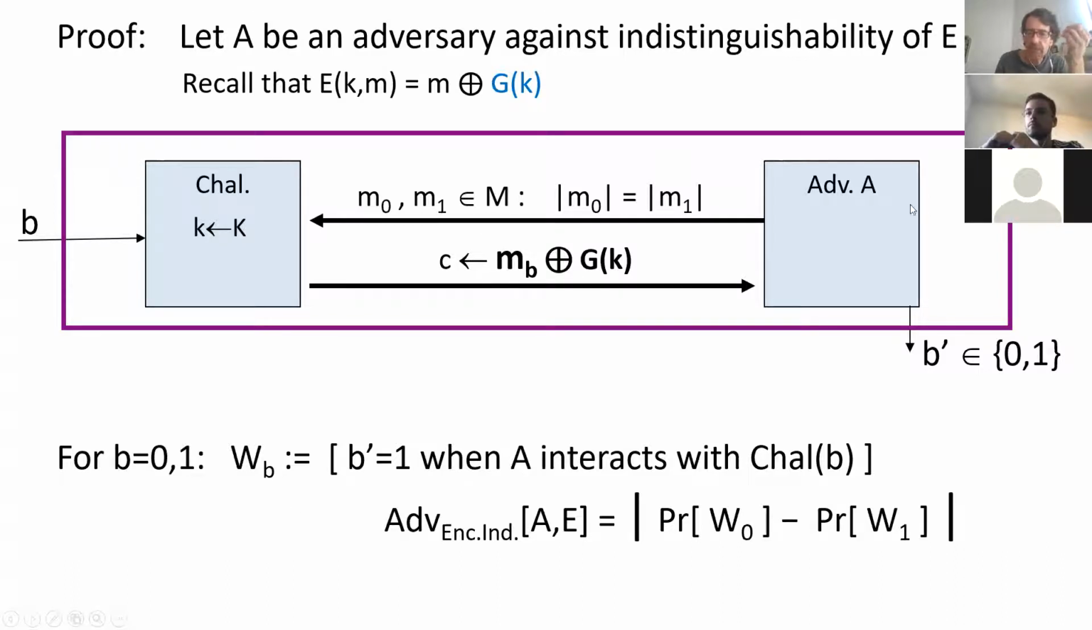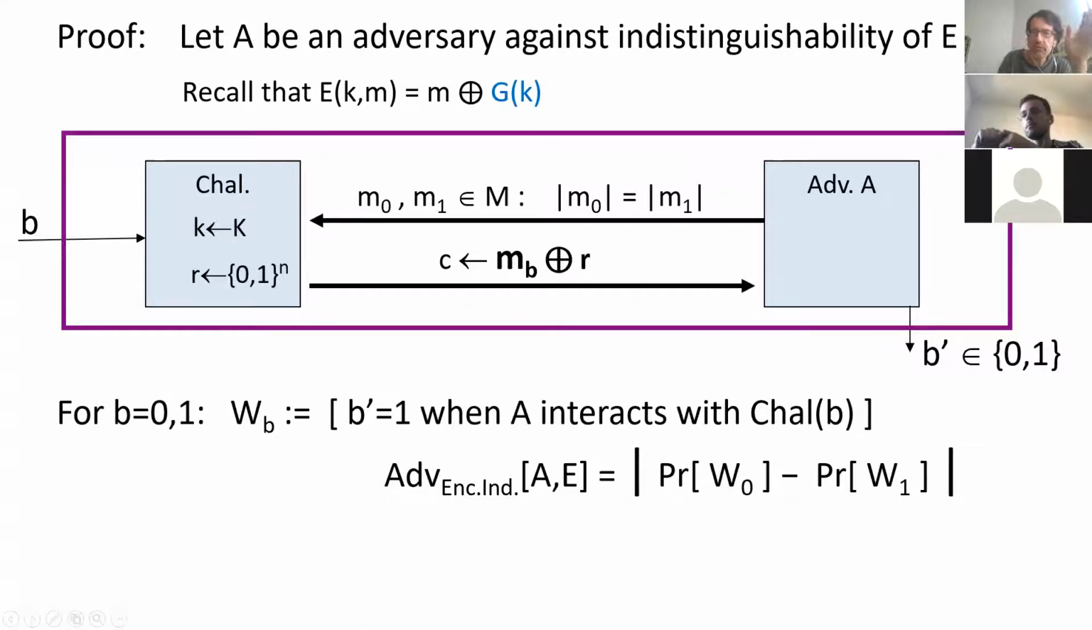So using this terminology, the advantage of this attacker against the indistinguishability notion is the difference between the probability of W0, which is again the event that the attacker outputs 1 given M0 XOR GK, and the probability of event W1, which is the attacker outputs 1 given an encryption of M1, so given M1 XOR GK. And by assumption, we are supposed to start with that. Let's say that this attacker exists, and we'll show an attack on a PRG and end the proof.